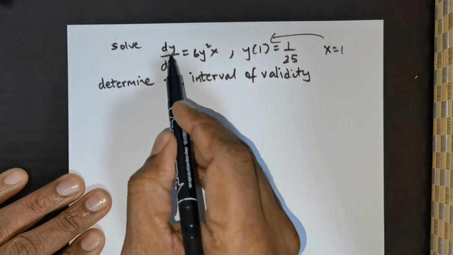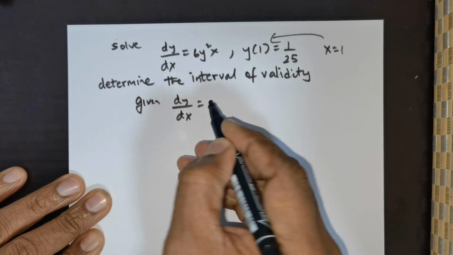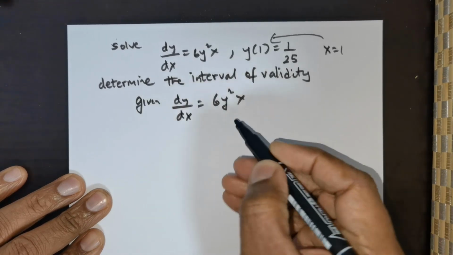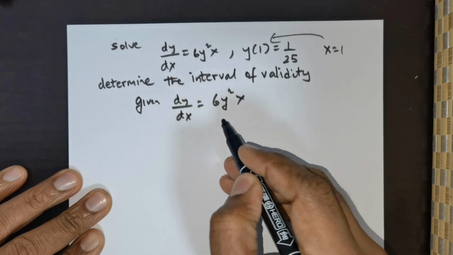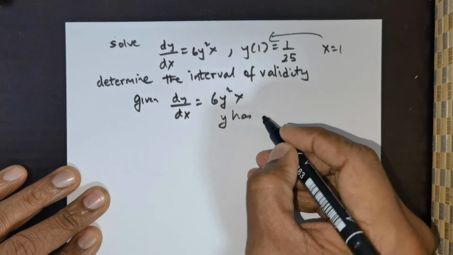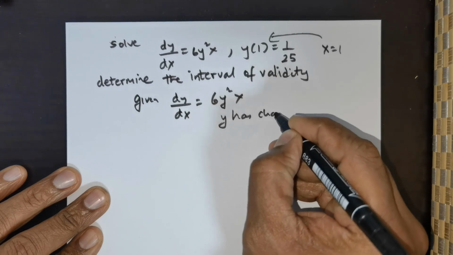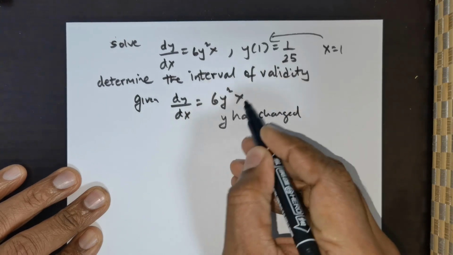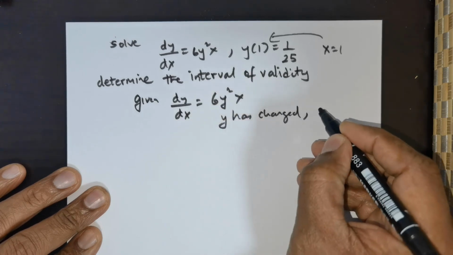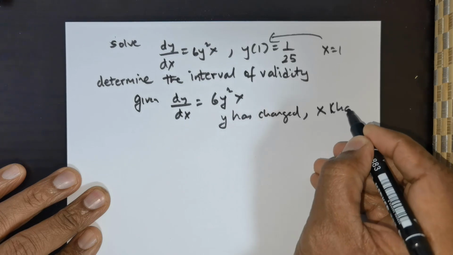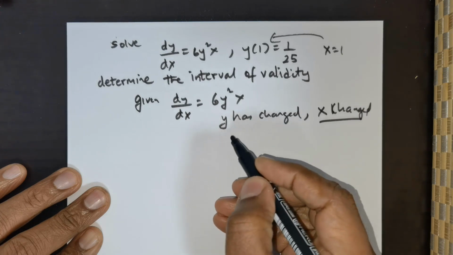Now what is the requirement? We've been given that dy over dx is equal to 6 times y squared x. Now the understanding is that y, the function, has changed to give us 6 times y squared into x. Now y has changed because of what? Because x changed. You follow me?